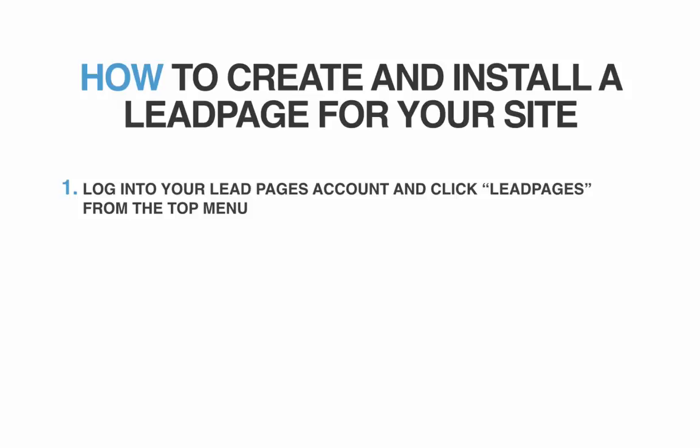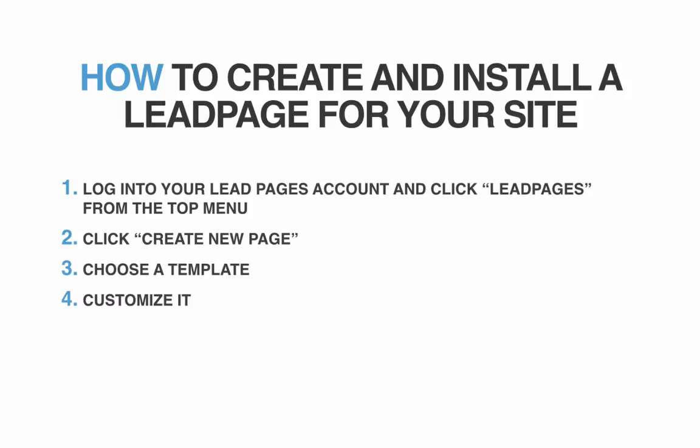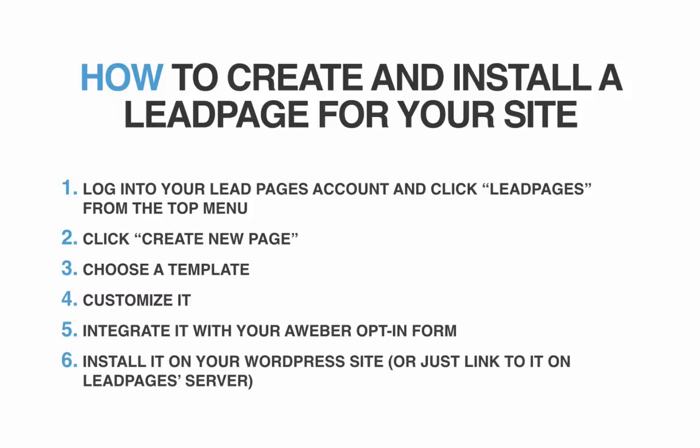Now, how do you actually create a lead page? Let's talk about that. What you need to do is log into your lead pages account and click lead pages from the top menu. Click create new page. I'm going to actually walk you through these things on screen in a second. Choose a template, customize it, integrate it with your Aweber opt-in form, install it on your WordPress site. So let's take a look.